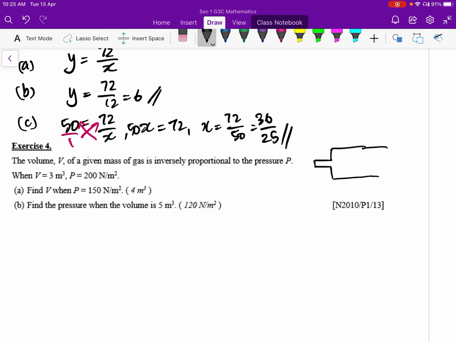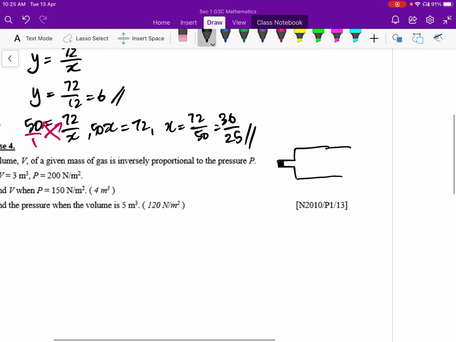Okay, this is the syringe, they stop it at the end. Okay, let's rewind this. So we have a syringe. Then this is the plunger, okay. Now, there is a little bit of gas over here, right? These are the gas particles.